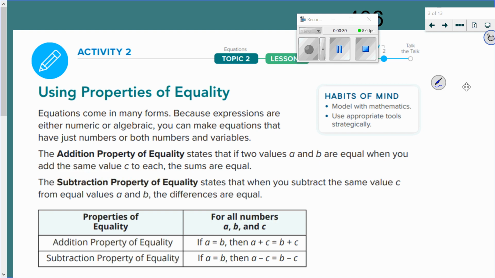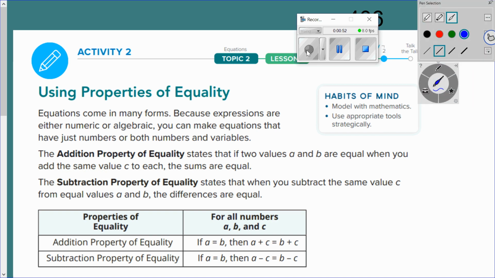If you have highlighters, get those out. If you don't have highlighters, get some type of marking pen so that you can highlight these definitions. Okay, now that you have your highlighters, let's take a look at this.